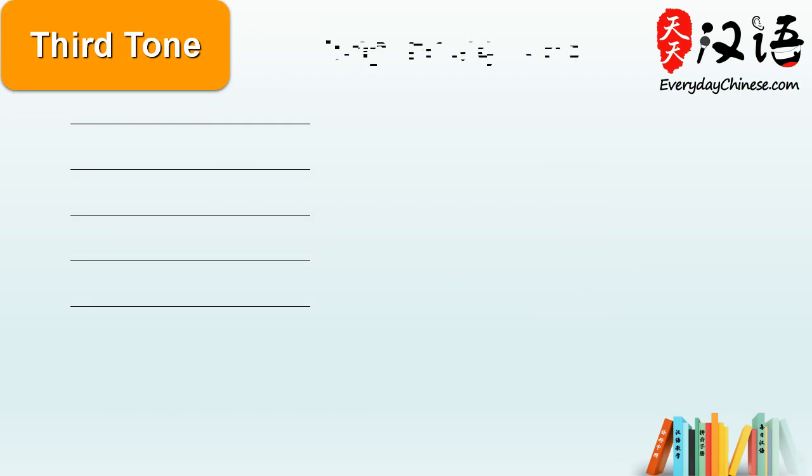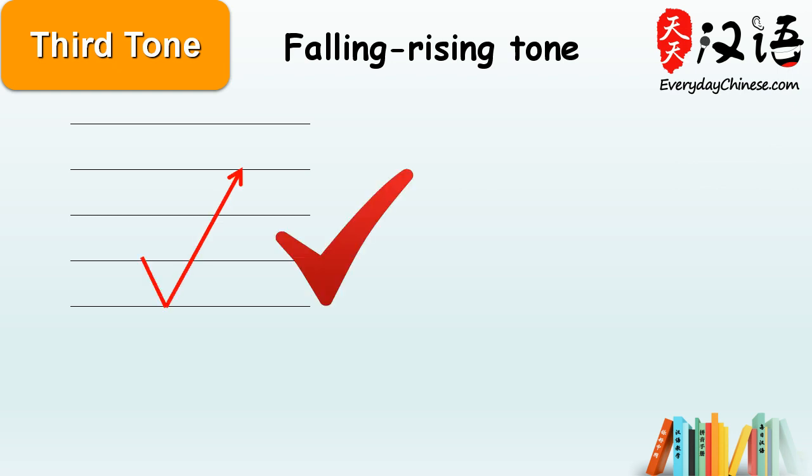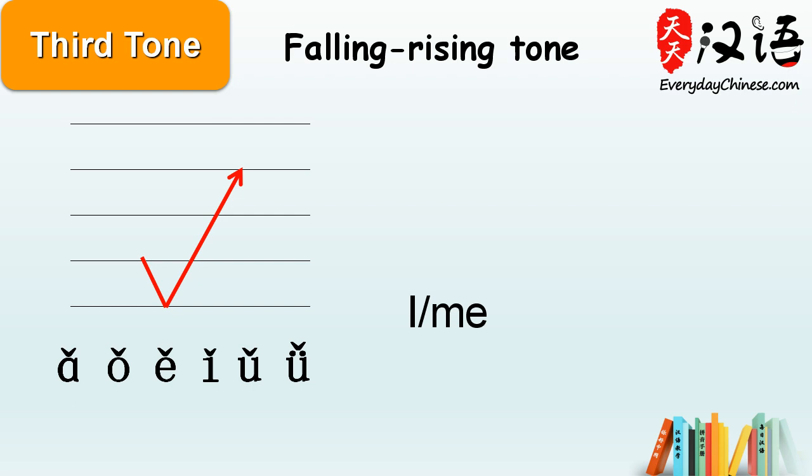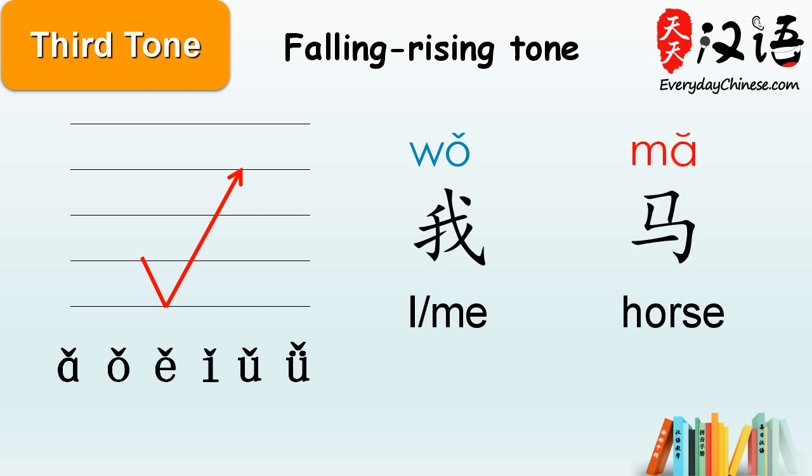Now comes the third tone, which we call the falling rising tone. The symbol of the third tone is very similar to a tick which goes down first, then goes up. When pronouncing the third tone, drop your chin first, then move it up. This little movement will give you a clue to pronounce the third tone properly. Now try with me. Ǎ, ǒ, ě, ǐ, ǔ, ǚ. A useful example is the Chinese word for I or me, which we've learned before. 我, 我. Or horse, mǎ, mǎ, horse.